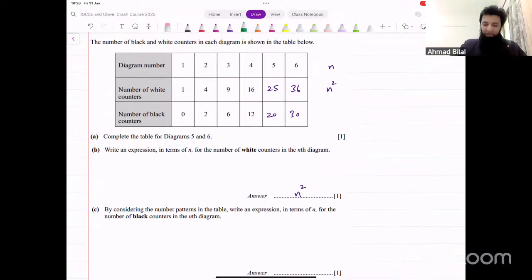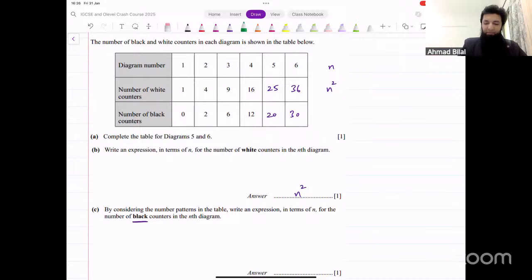Now it says, by considering the number patterns in the table, write an expression in terms of n for the number of black counters in the nth diagram. Okay, so now we need an nth term formula for the number of black counters. Now, how did we figure these numbers out in the first place?